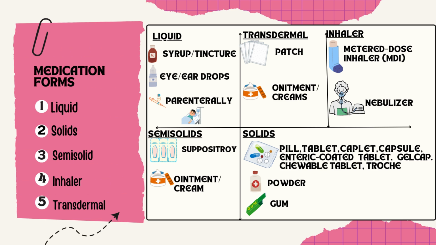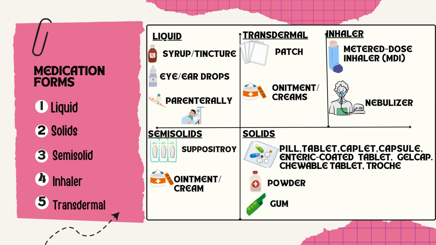Solid medication are administered orally. Examples of solid medications include pills, tablets, capsules, and troche, as well as powder and chewing gum. Semi-solid are usually administered by rectal, vaginal, or urethral routes. Examples include suppository, ointments, and creams.